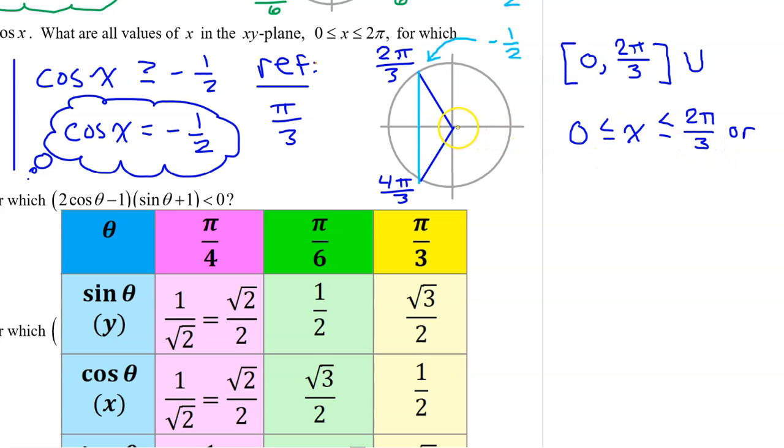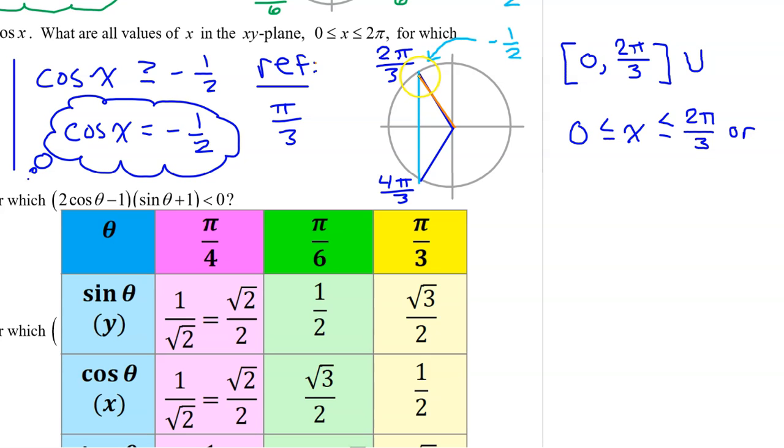So let's pick up where we left off. So far we found that we have solutions on the interval from 0 to 2 pi over 3 because the horizontal displacement is greater than negative 1/2. We are to the right of this light blue line.